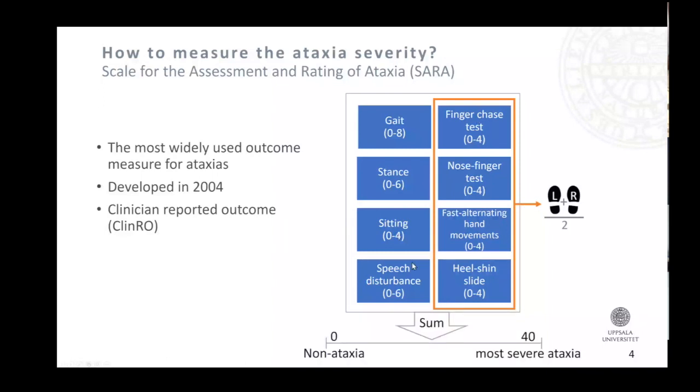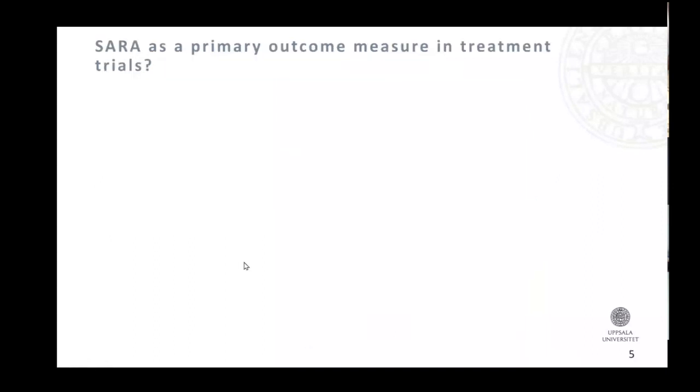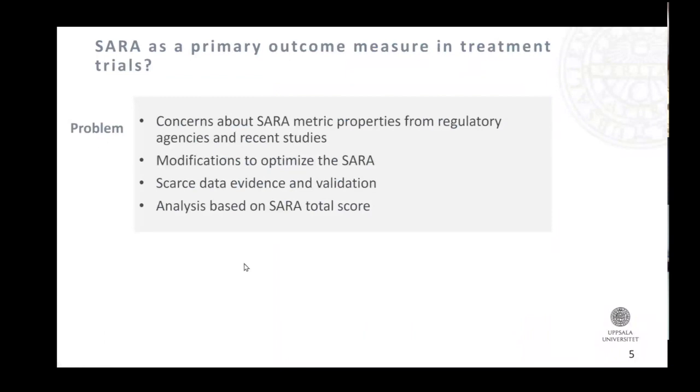All these different components add up to 40 maximally. So the total score scale is between 0 and 40, and 0 then is no ataxia, and 40 is the most severe ataxia that can be measured by this scale. So it's the most common measure, but its suitability has been questioned, both by regulatory agencies and by other investigators based on studies of it. So modifications to optimize the SARA are being discussed. There is still relatively sparse evidence of how it should be modified.